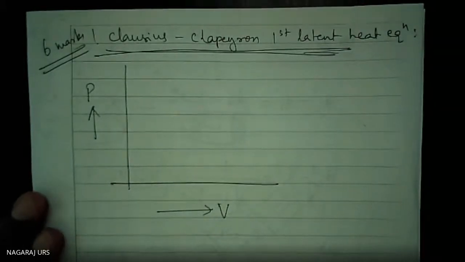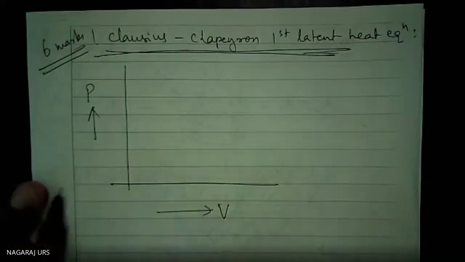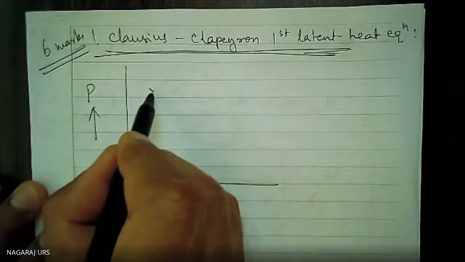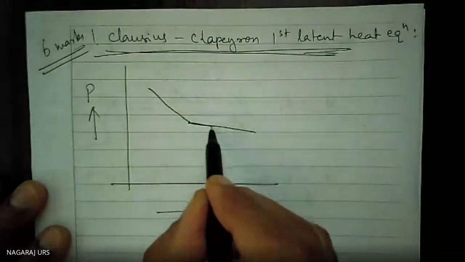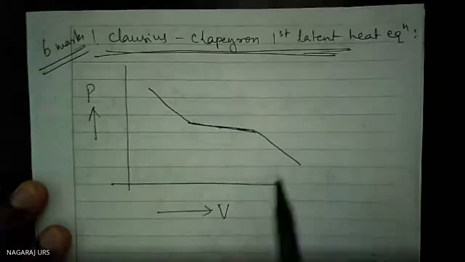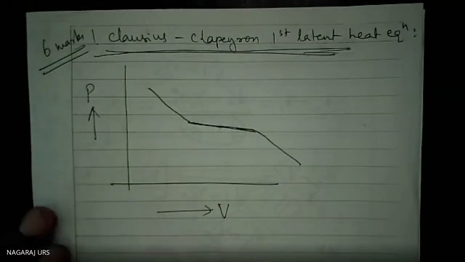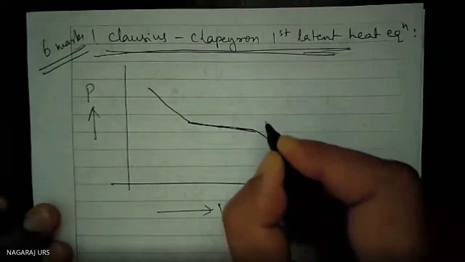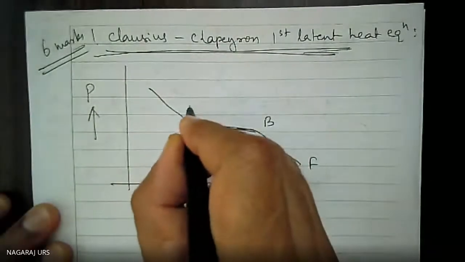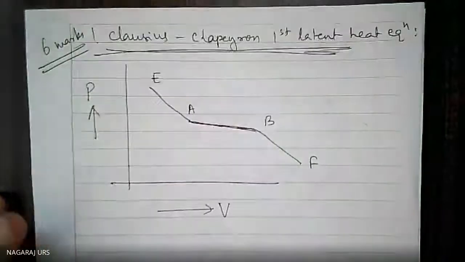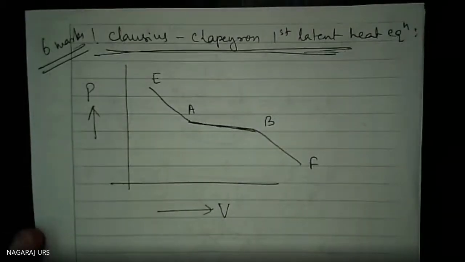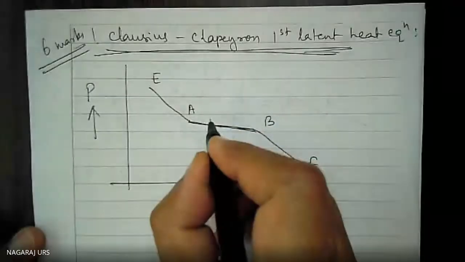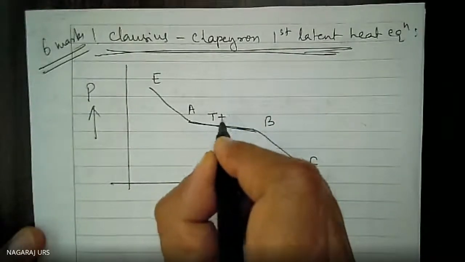Now I will draw one isothermal curve, like this. I can code this one as F, this is B, this is A, this is E. It is said to be an isothermal curve. This isothermal curve is said to exist at a temperature of T plus dT.